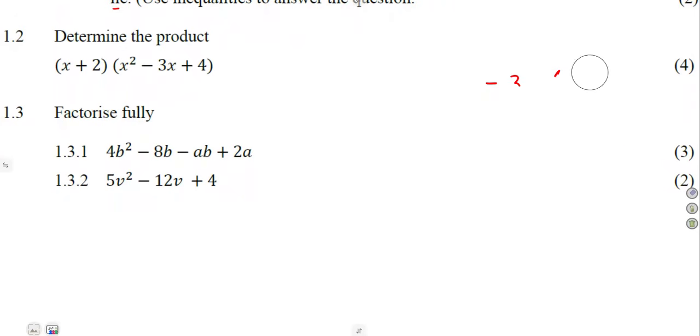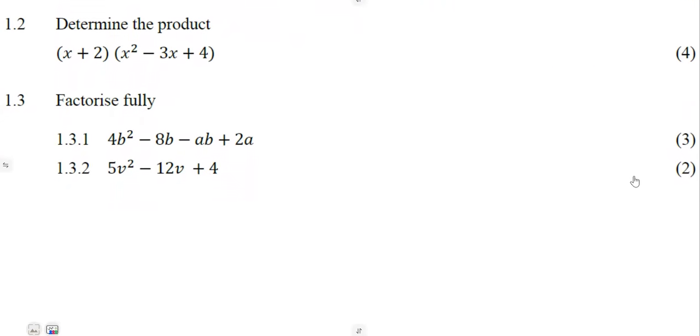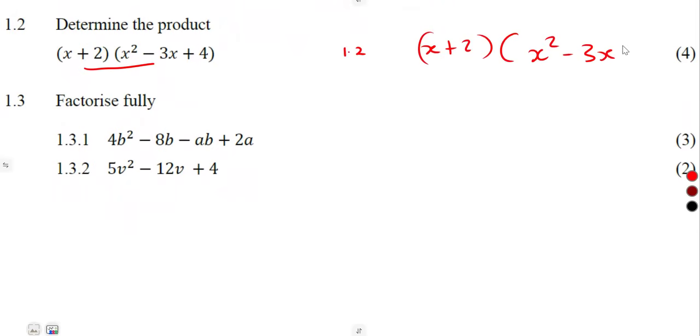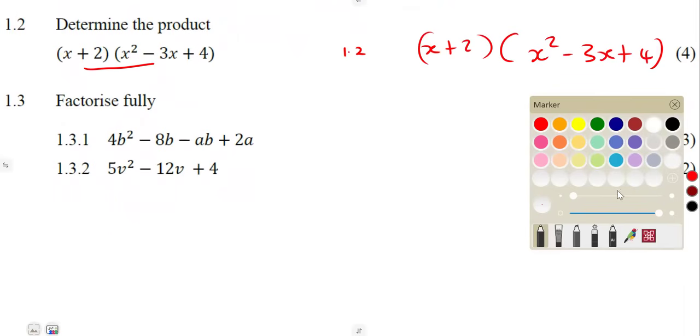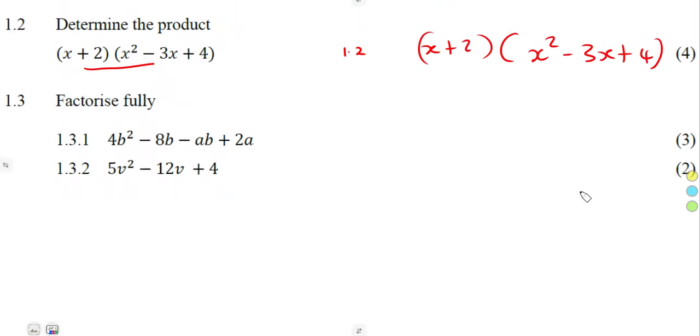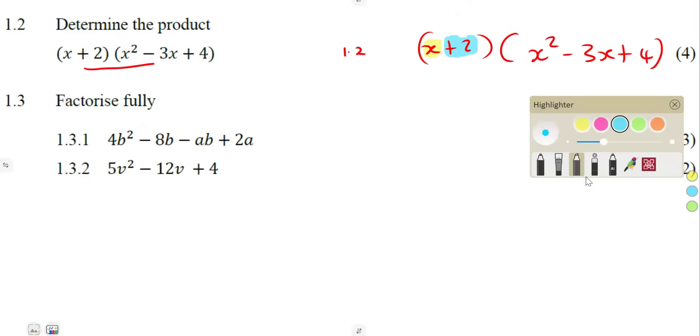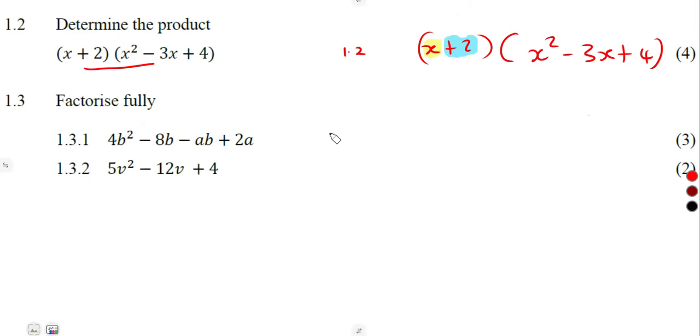All right, 1.2, let us move on. Determine the product of these two brackets. So that one was just an issue of expansion of brackets. Just expand the brackets that you're given. So remember that when given this condition, we can use the first bracket to multiply everything in the second bracket. So we can use x to multiply everything in the second bracket.